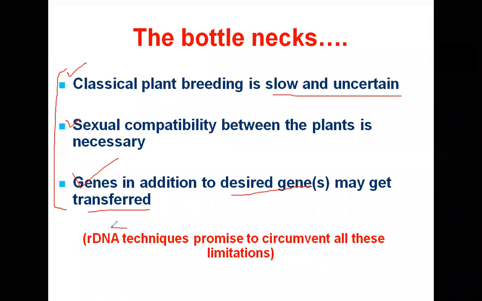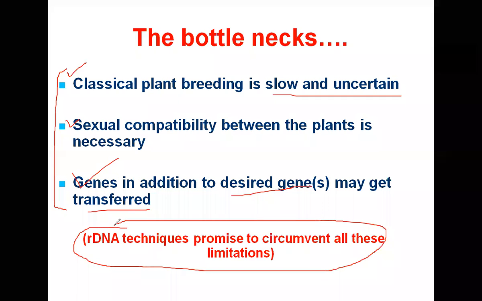But in case of rDNA, recombinant DNA technology, all these limitations can be circumvented. You can bypass all these limitations. So what does it mean? It means that it is fast, it is certain, it is sure. You can do transformation, and there is no prerequisite that the plant being transformed should be sexually compatible, and you are sure that only the gene of your interest is getting transferred.